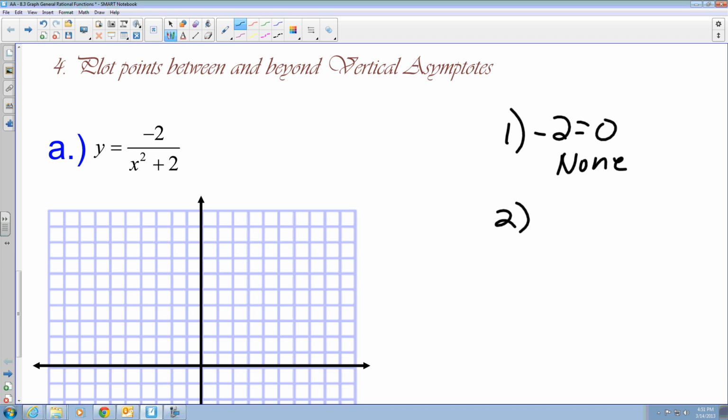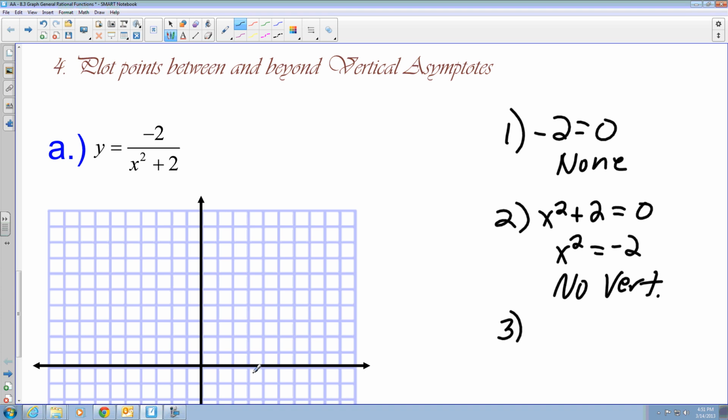Step 2 is I want to find the vertical asymptotes, which means I have to set the denominator equal to 0. If I solve this, I get x squared equals -2, and the only way I can get a value here is if I use imaginary numbers. Since there is no real number solution for this equation, I can say there are no vertical asymptotes.